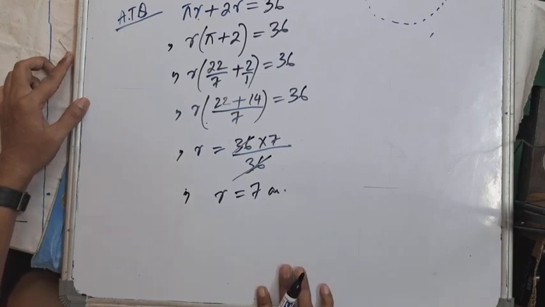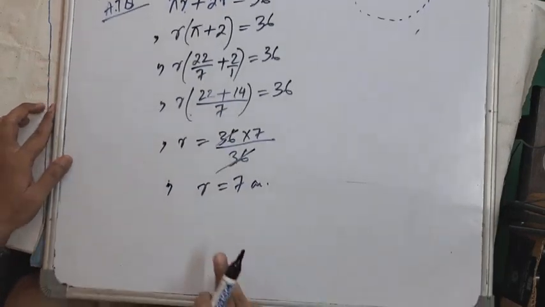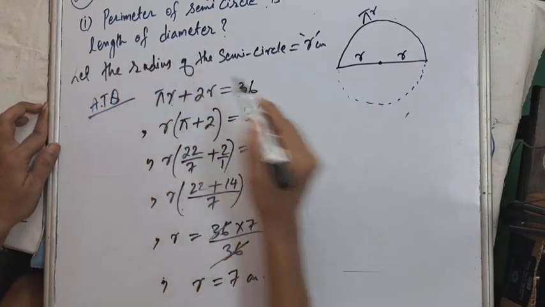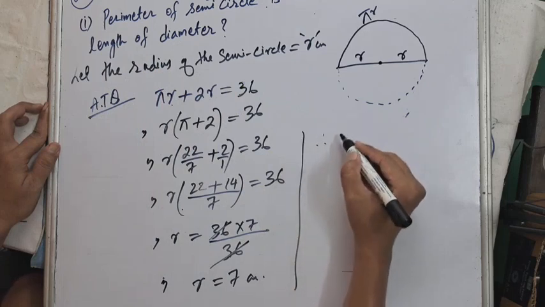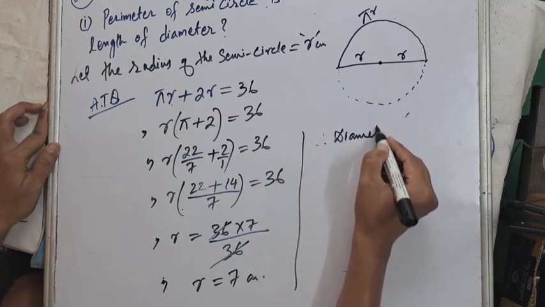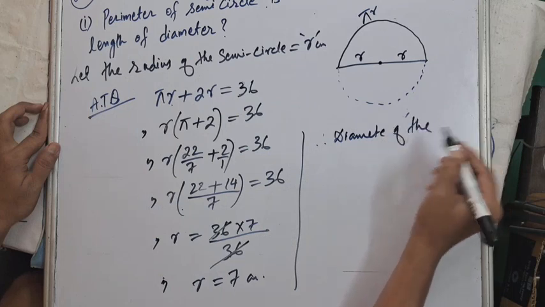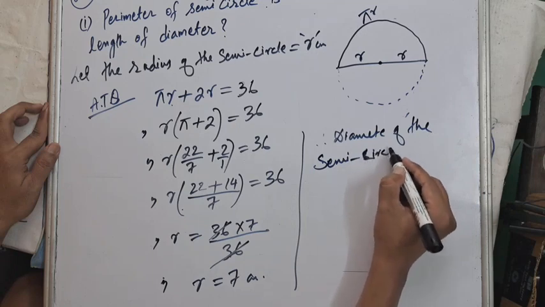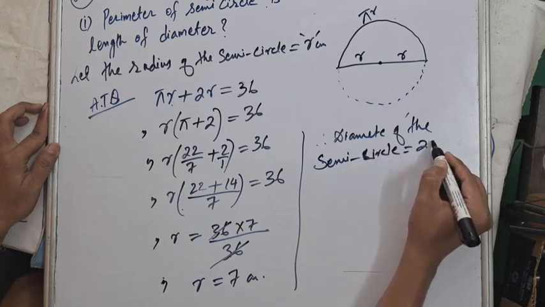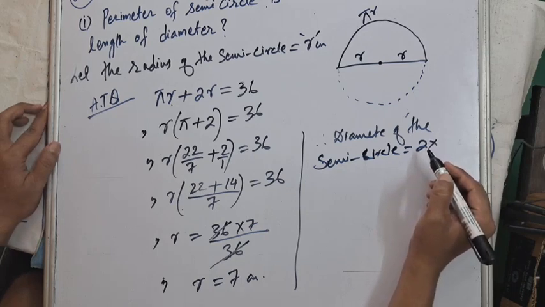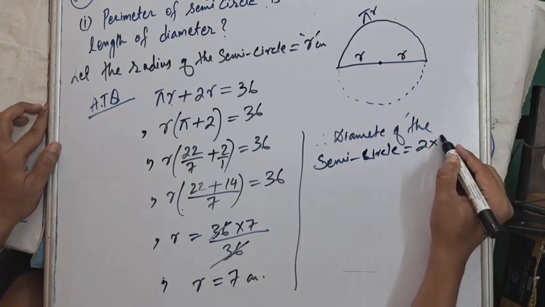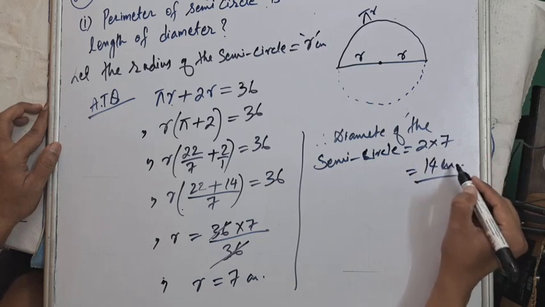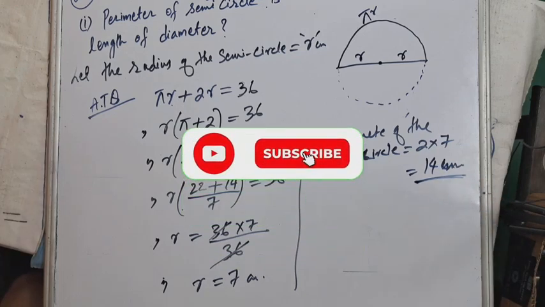We are asked to find the diameter of the semicircle, isn't it? We got the value of radius equal to 7 centimeter. Therefore, diameter of the semicircle is equal to twice radius. 2 into radius gives us diameter. Radius is 7 centimeter. 2 into 7 is 14 centimeter. I hope you got this. Now let's do the next question.